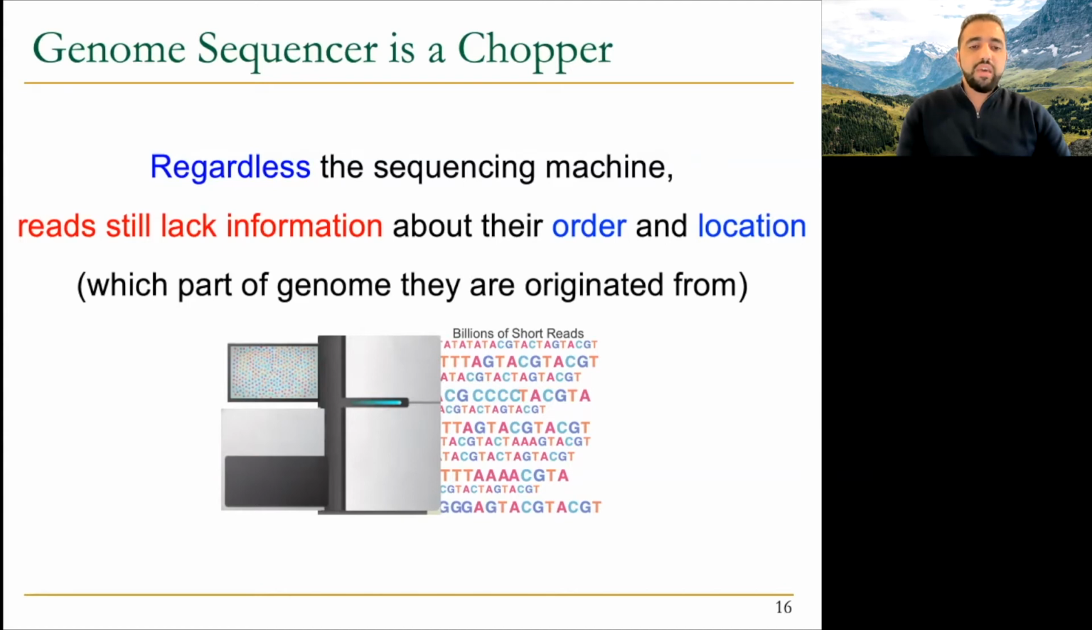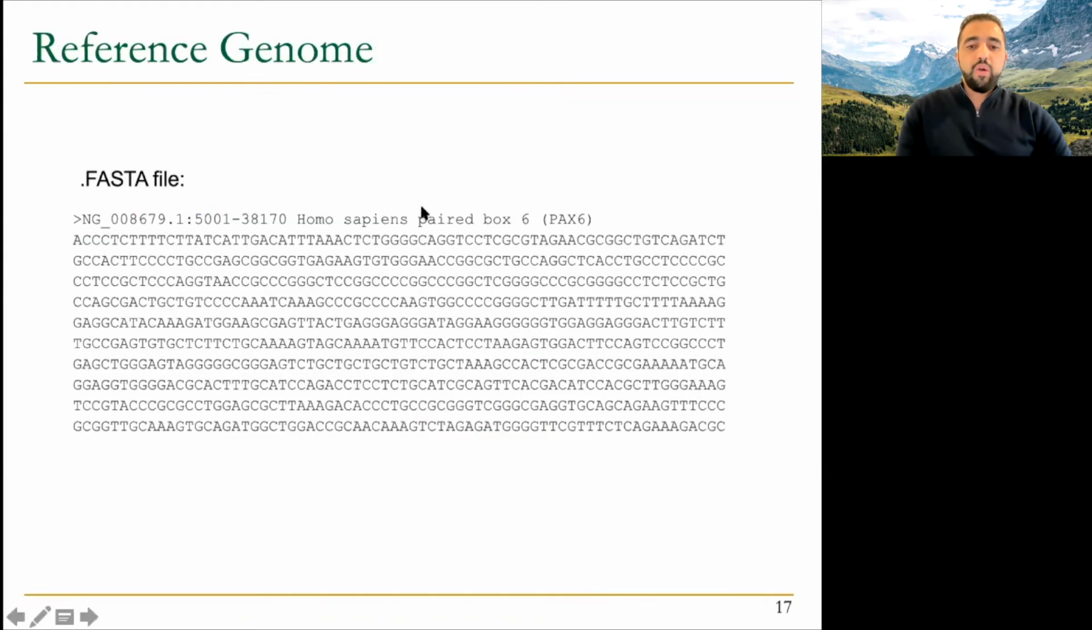And they don't have any information about their order in the original DNA, so we need to do that ourselves. We need to match these pieces together, link them, and build back the reference genome. How do we do that? We have two types of file formats that are used for this purpose.